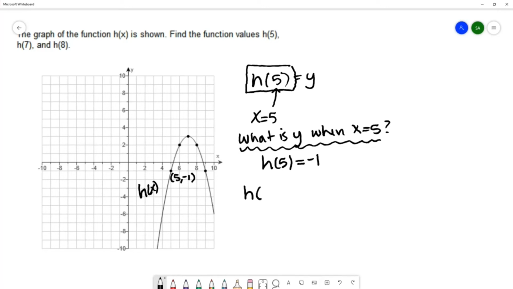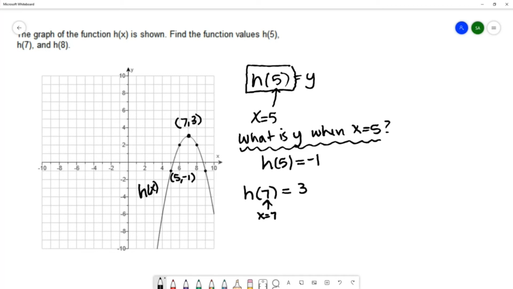We'll do the same thing for the other ones. We have h of 7. So that 7 is the x-coordinate. We want to find the y-coordinate. So on our graph, here's where x is 7. And on the line itself, we want to focus on this point because it has an x-coordinate of 7. You can see that the y-coordinate would be 3. So we'll label this point as 7, 3, and that means that h of 7 is 3.